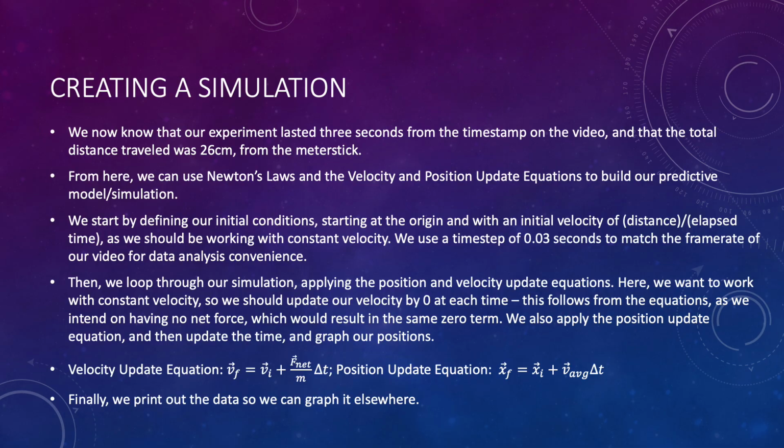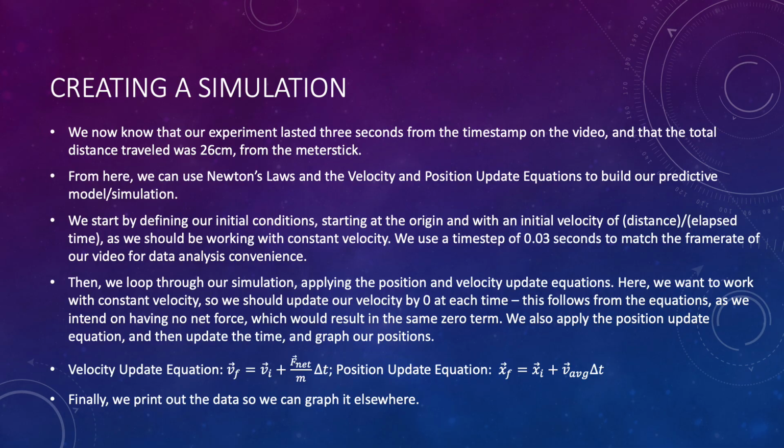We're going to use a time step of 0.03 seconds to match the frame rate of our video for convenience and data analysis. Then, in looping, we're going to apply the position and velocity update equations. Here, we're working with constant velocity, so we're going to update our velocity by 0 each time. And that's consistent with what we said about Newton's law, because if we look at the velocity update equation, if we have 0 force and our object remains in motion unaltered, then the additional term in our velocity update equation will become 0, as F net is 0.